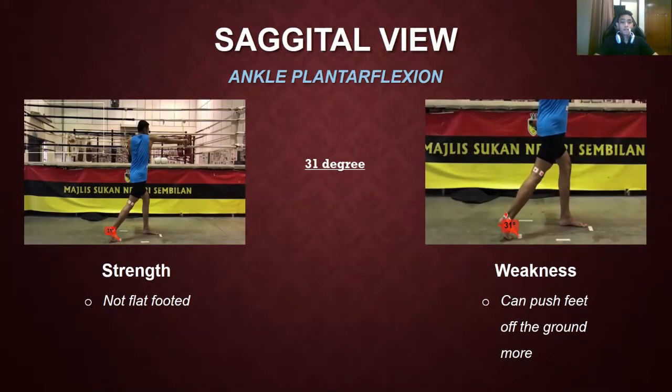As you can see in the figure, from the sagittal view, it was shown that the ankle plantar flexion of Reza is 31 degrees off the floor. So what we need to discuss is the angle of plantar flexion: Reza's feet were flexed higher off the ground. To explain the situation, Reza pushed his feet high to generate more force.